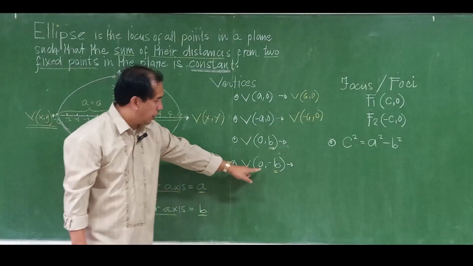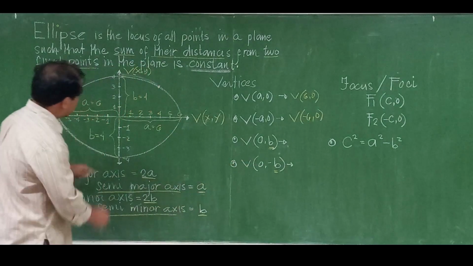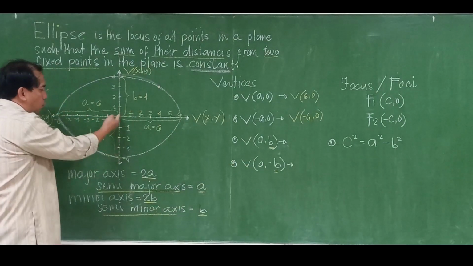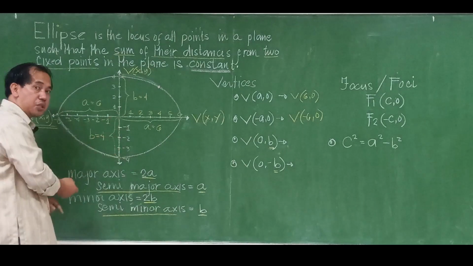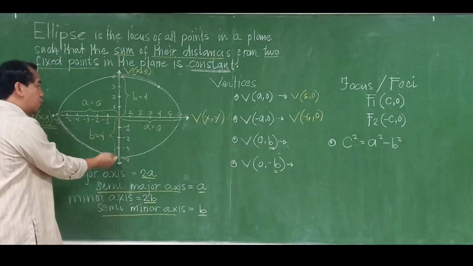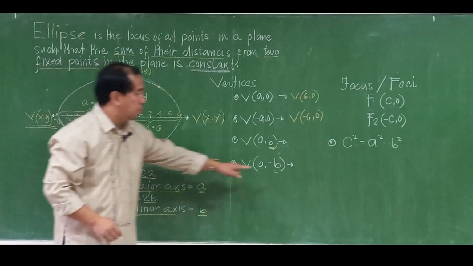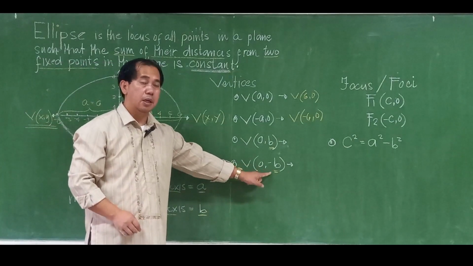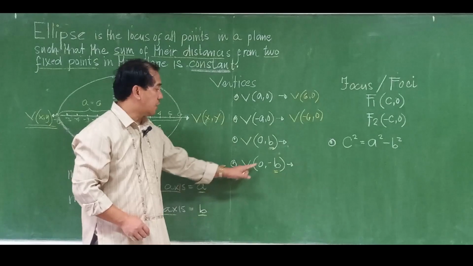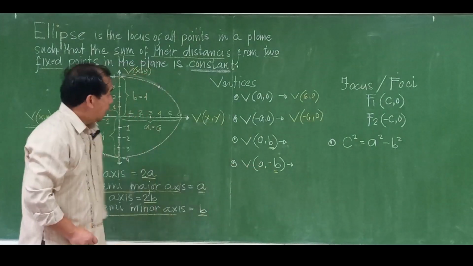So I have this one, x is 0. But notice that if I have this one, I have a measure that is the same as the b. But because that measure is located below the point of origin, that must be negative b. Okay, negative b. So the vertex is (0, negative b).